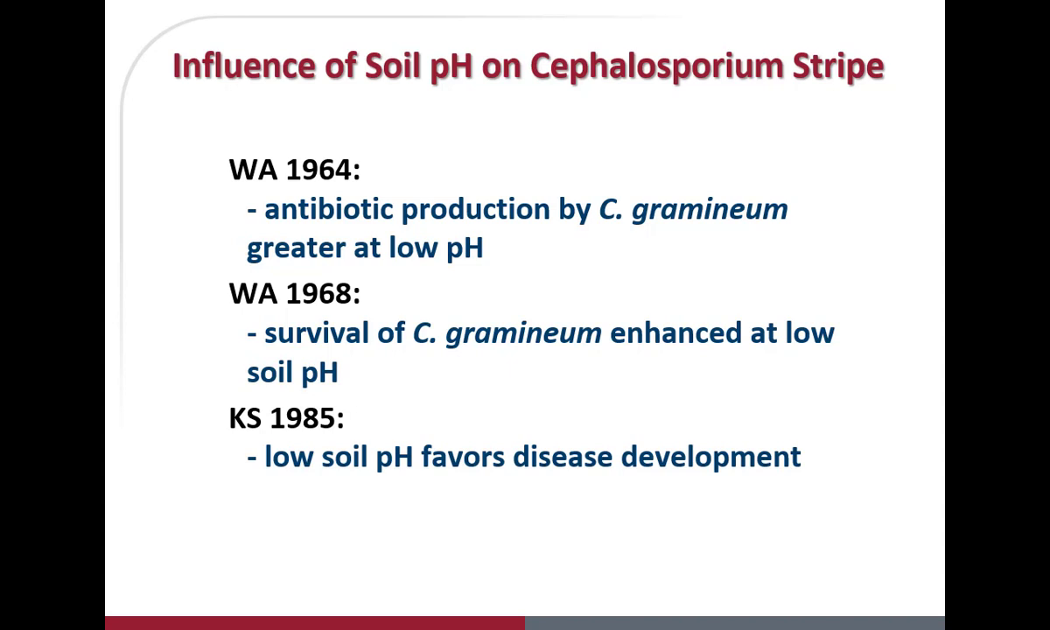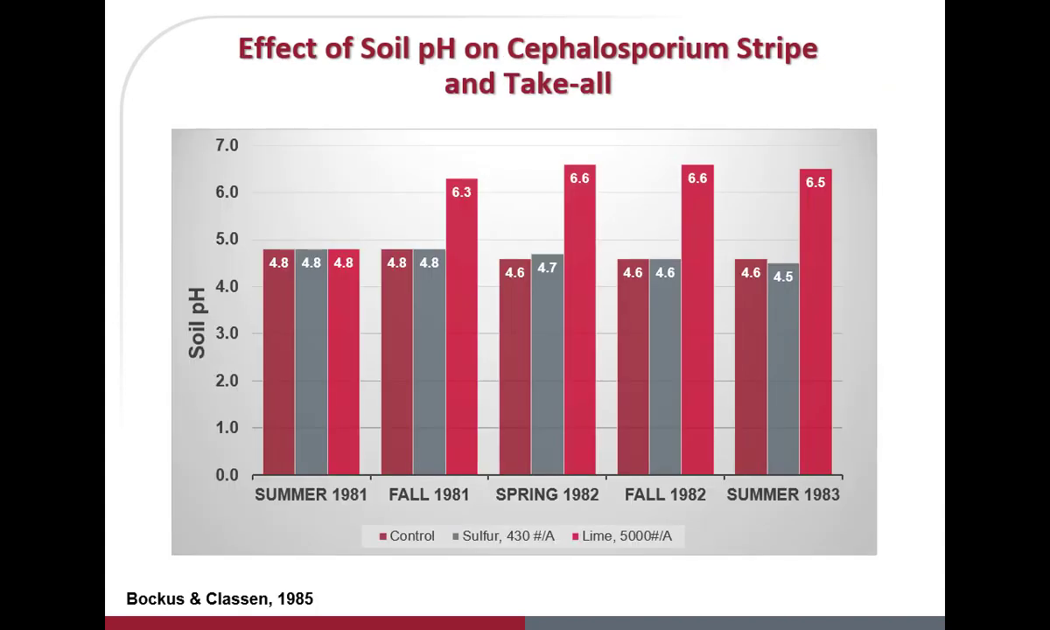We know, going back a long ways based on the scientific literature, that this pathogen likes acid conditions. In 1964, there was some work that came out of WSU that this fungus produces an antibiotic. There's more produced at lower pH. This is in culture. Another study in 1968 found survival of the fungus was enhanced at low pH. And then in 1985 was really the first indication that we got that low soil pH favors disease development. This came out of Kansas State University.